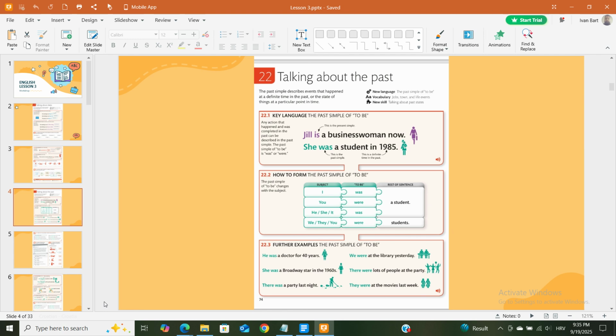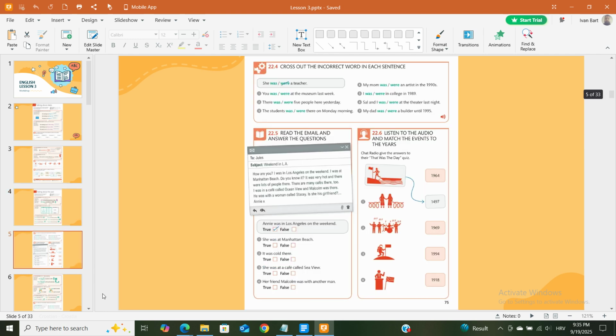22.4 Cross out the incorrect word in each sentence. You were at the museum last week. There were 5 people here yesterday. The students were there on Monday morning. My mom was an artist in the 1990s. I was in college in 1989. Sal and I were at the theater last night. My dad was a builder until 1995.